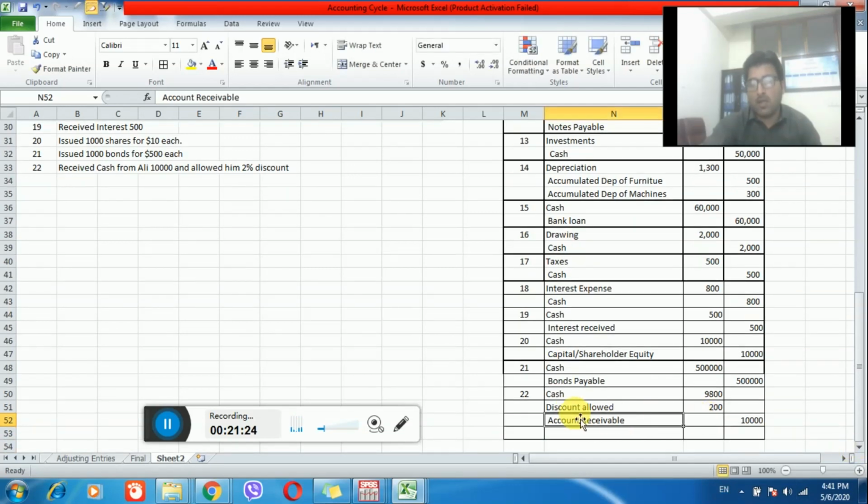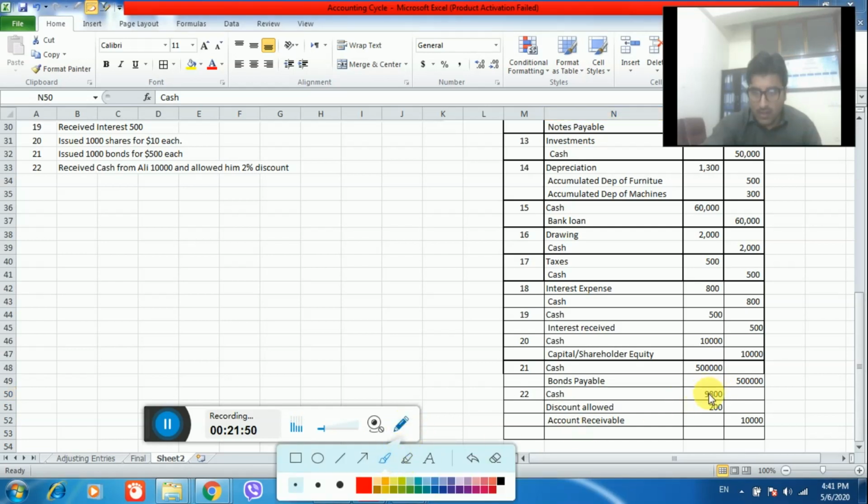Look here. Now you are debiting cash account, not 10,000, 9,800. The reason behind why, because you are offering him 2% discount, which is 200. So it means you are receiving 9,800, and discount you have allowed him, that is 200. So increase in cash, that is debited, right? This is our cash debited, and increase in discount, you have paid discount. When you pay discount, this is your expense.